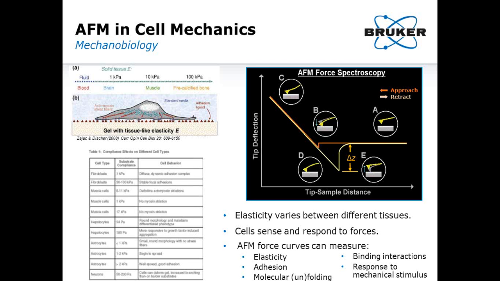As such, the same type of cell might exhibit different stiffness or different morphologies when exposed to a softer versus a stiffer substrate. Now, different tissues also have different elasticities. Looking at the top left schematic on the slide, we can see that bone has a higher modulus, with precalcified bone at about 100 kilopascal, muscle at about 10 kilopascal, and brain or neuronal tissue down at 1 kilopascal.